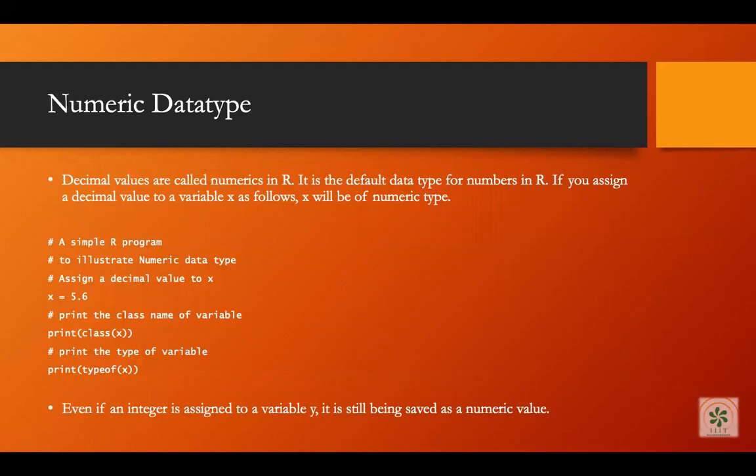First is the numeric data type. Here the decimal values are called numeric in R. It is the default data type for numbers in R. If you assign a decimal value to a variable x as follows, x will be of numeric type. Even if an integer is assigned to a variable, it is still a numeric value.